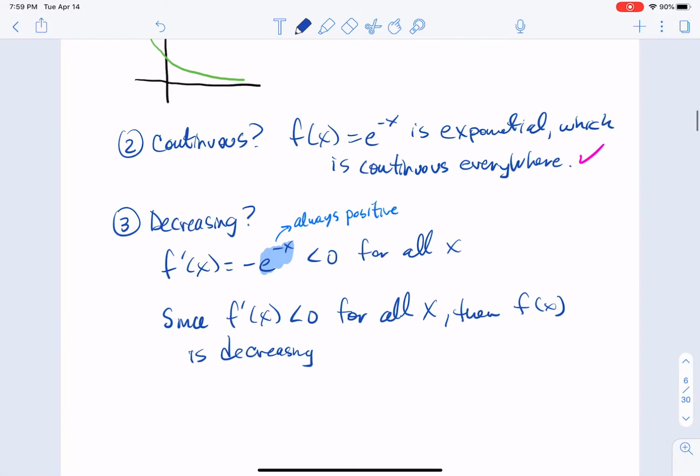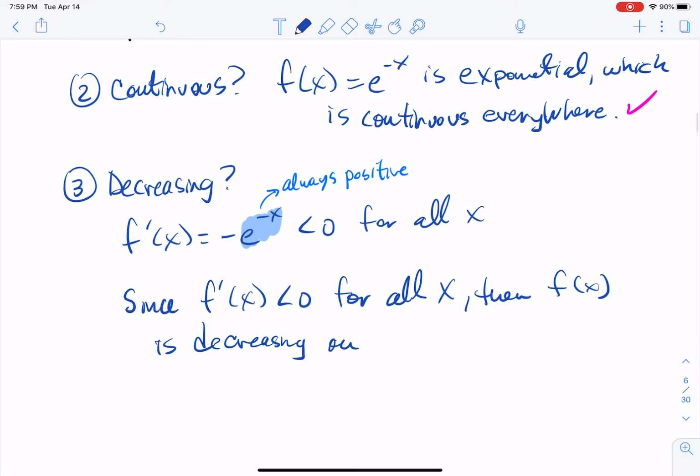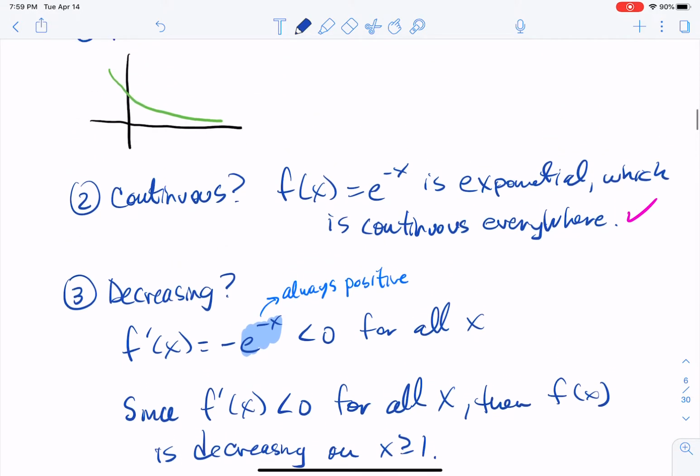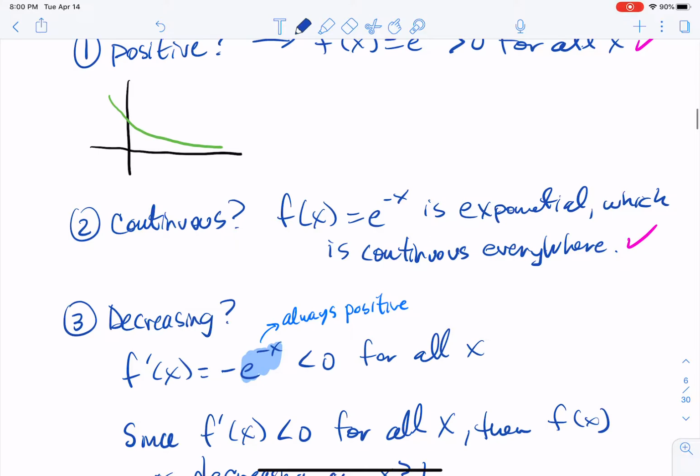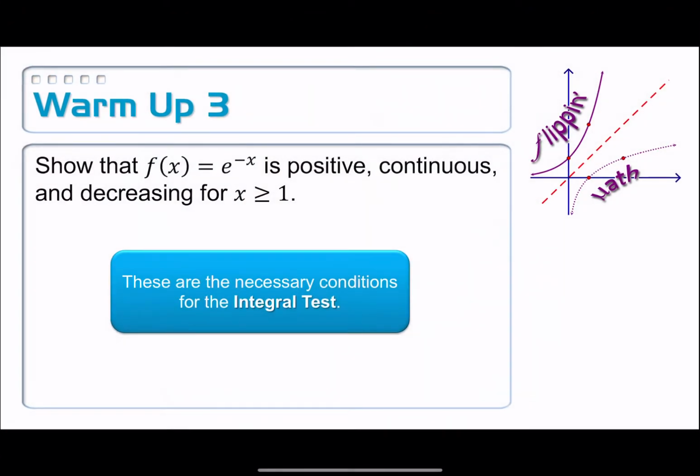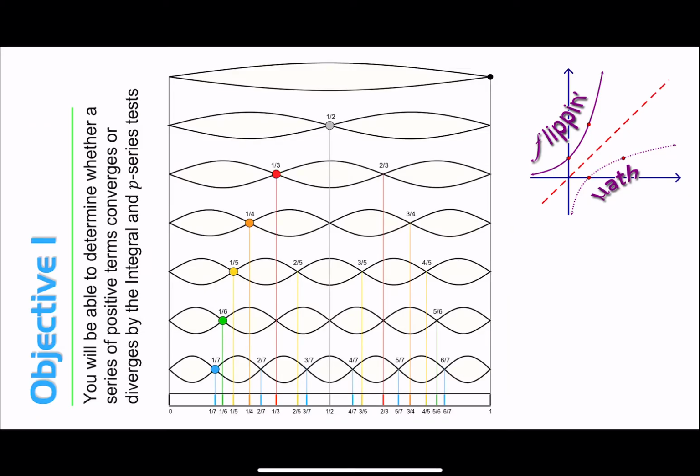Anyway, it's decreasing, and we needed it to be decreasing for x greater than or equal to 1. It's decreasing everywhere, but surely it's decreasing there. Again, I wanted to be able to check these things very easily because, as we will see, those are the necessary conditions by which we can use the integral test, which brings us to our objective. In this lesson, we're going to determine whether a series of positive terms, and being positive was one of the things we had to check, converges or diverges using the integral test or the p-series test.